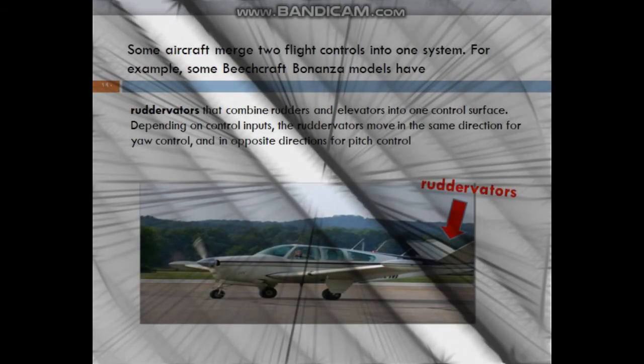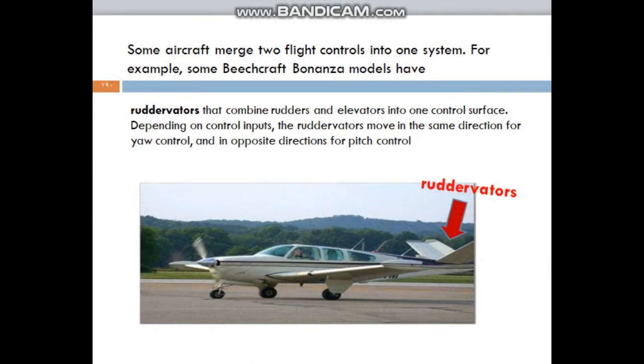Some aircraft merge two flight controls into one system. For example, some Beechcraft Bonanza models aircraft, as we see here, have ruddervators. The ruddervators combine rudders and elevators into one control surface. Depending on control inputs, the ruddervators move in the same direction for yaw control and in opposite direction for pitch control.